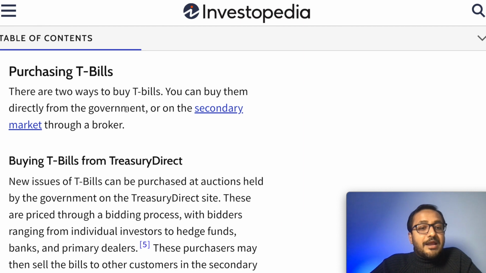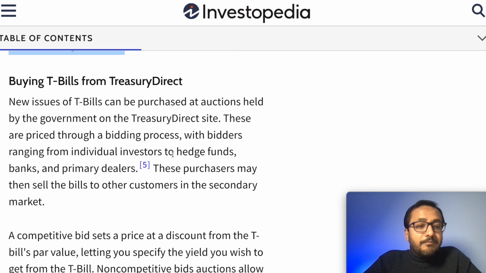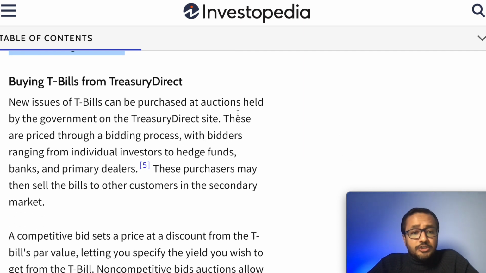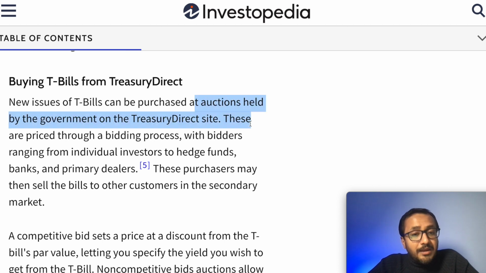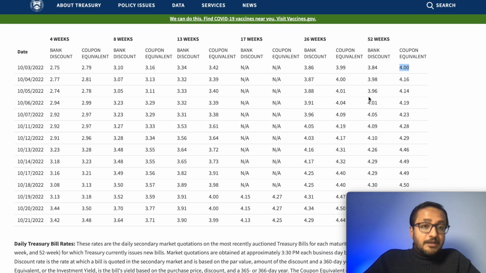You can buy them directly from the government or in the secondary market through a broker. Buying a T-bill from Treasury Direct: new issues of T-bills can be purchased at the auction held by the government on the Treasury site. I will show you within 1 second how you can do that. So here is the site, home.treasury.gov. I'll put this link into the description of this video below as well.